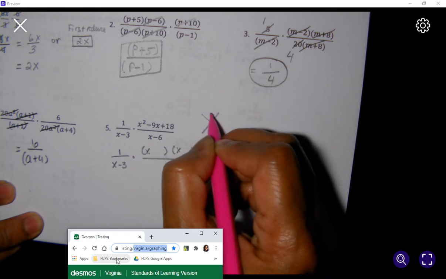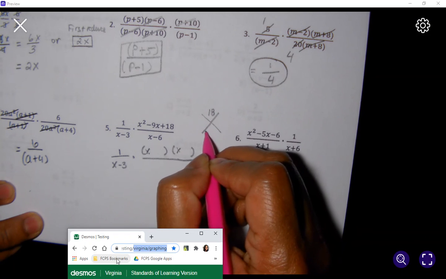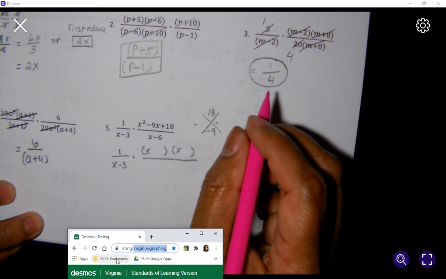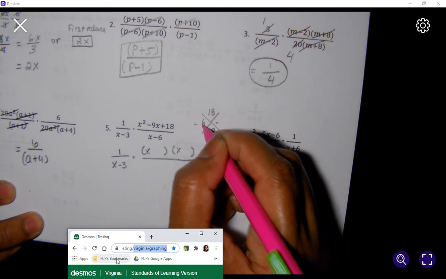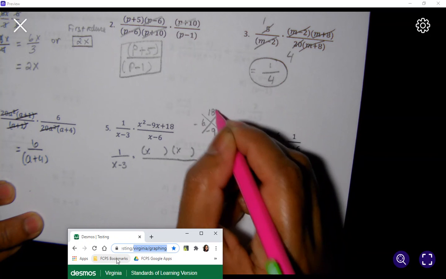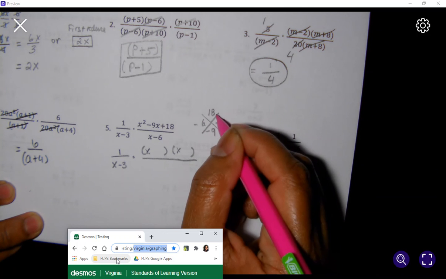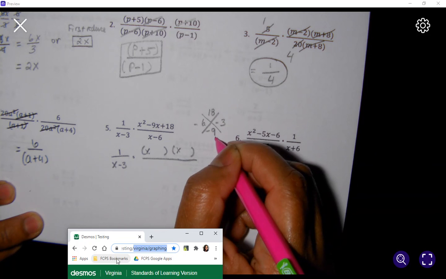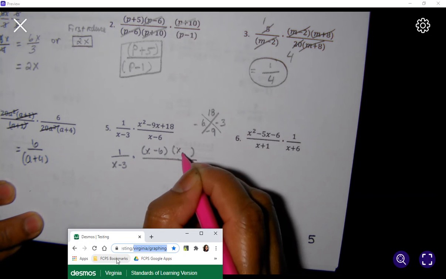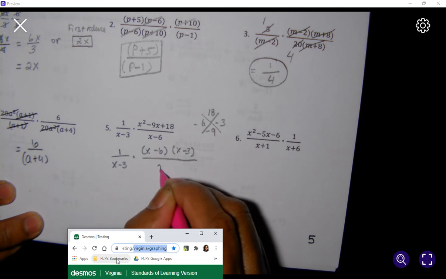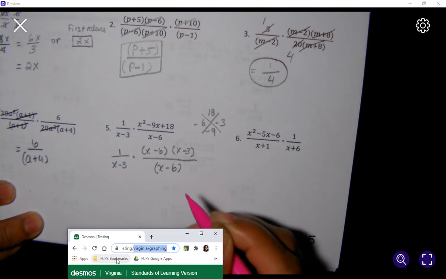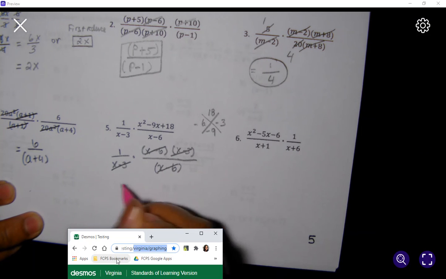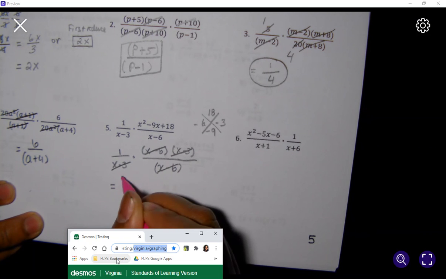So we need numbers that multiply together to give me 18, but then add together to give me negative 9. So these both have to be negative, so that would be 6 times 3. 6 times 3 is 18. Negative 6 times negative 3 is positive 18. Negative 6 plus negative 3 is negative 9. That works. Then you have x minus 6. Alright, so now I can go ahead and cross these out, and all I have left here is a 1.